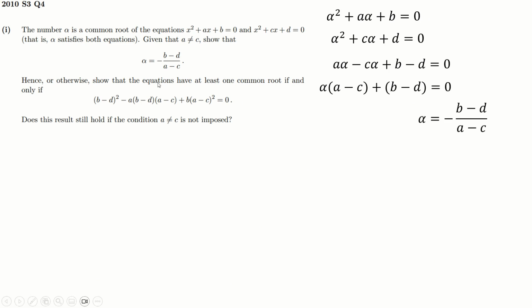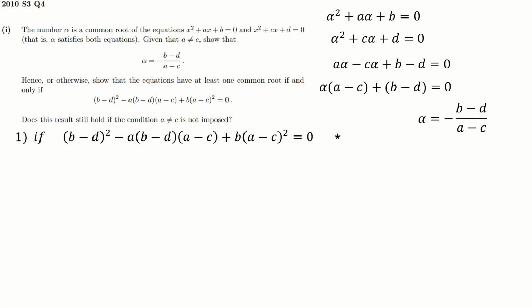Hence or otherwise, show the equations have at least one common root, in this case, probably alpha, if and only if this thing here. Now, if and only if means we need to prove this if, and we also need to prove the only if. So let's do the if first. So if this thing, then this somehow leads to us deducing that these two things have a common root.